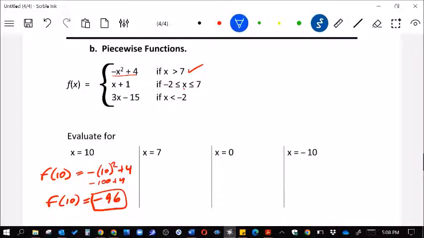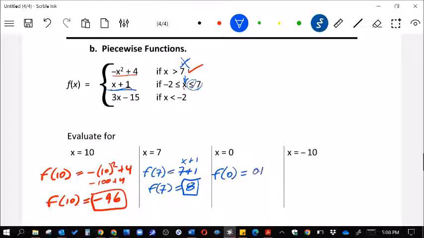Now x equals 7. Here, that does not fit this because x has to be greater than 7. But it does fit this one. So that means I'll use this. So the function of 7 is 7 plus 1, or x plus 1. So the function at 7 is equal to the number 8. Now let's do 0. 0 is one of the numbers in between negative 2 and 7, so we'll use that. So the function of 0 is equal to 0 plus 1, or 1.